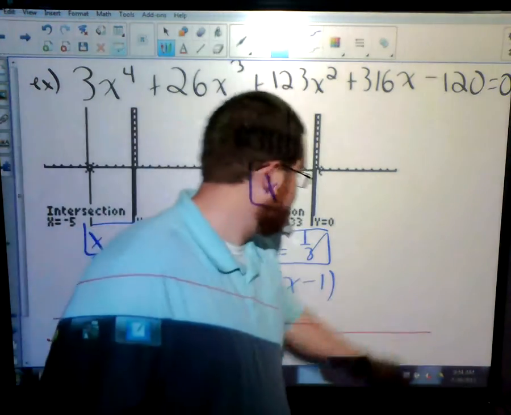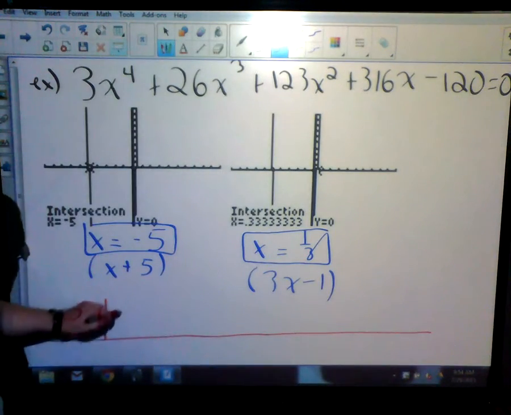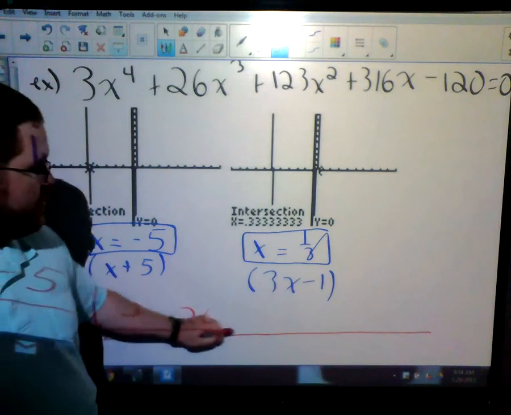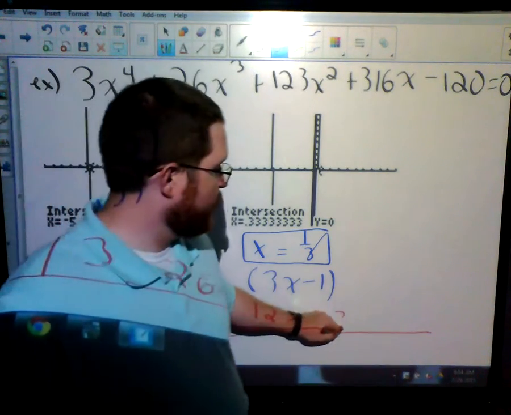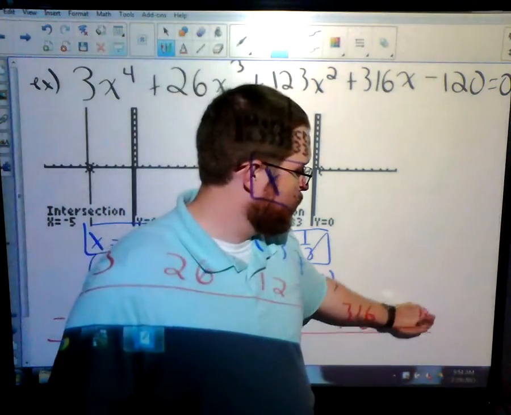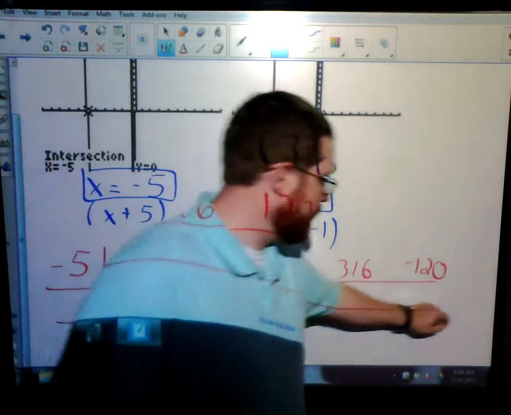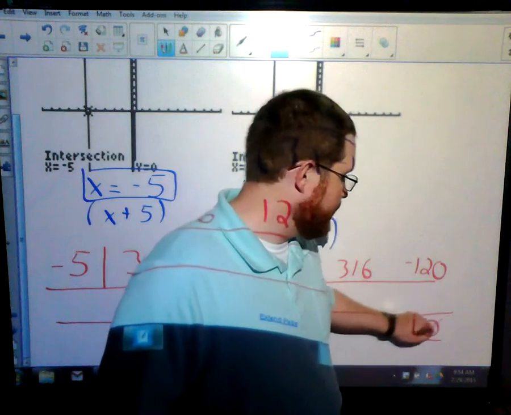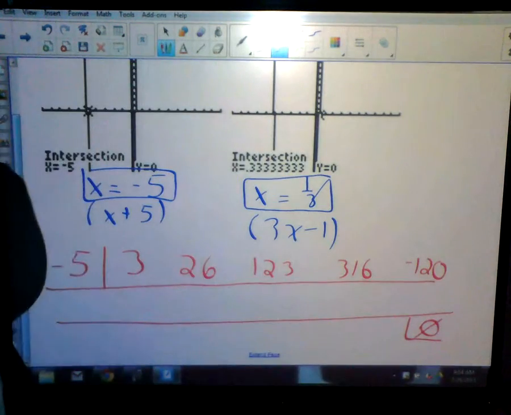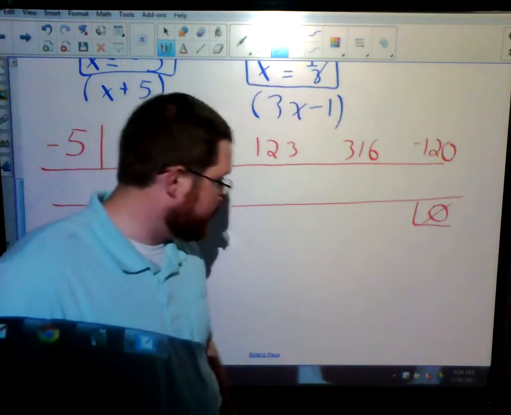So it's negative 5 goes into 3, 26, 123, 316, negative 120. What should my remainder be if I do this correctly? The remainder should be 0. Okay, let's do the synthetic division.